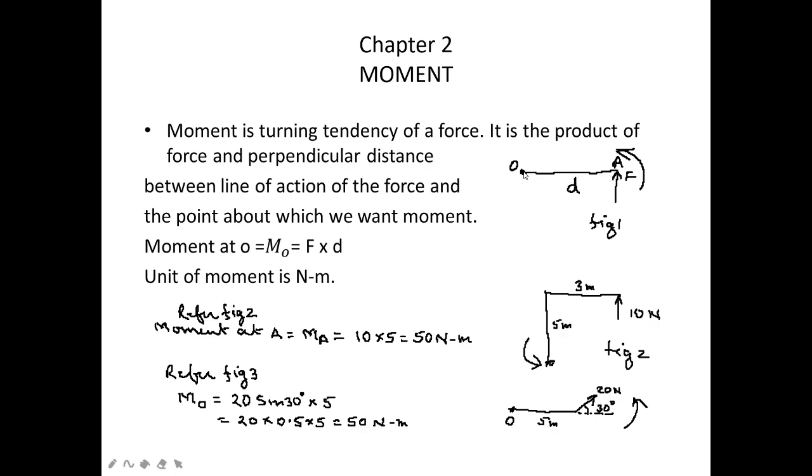Now in the figure, a force F is acting at point A and you want to find out the moment of this force about point O. The distance between A and O is D. So the moment is F into D, and the sense of the moment is anti-clockwise, because this force will try to turn this member about point O in the upward direction. So that's why the sense of the moment is like this.